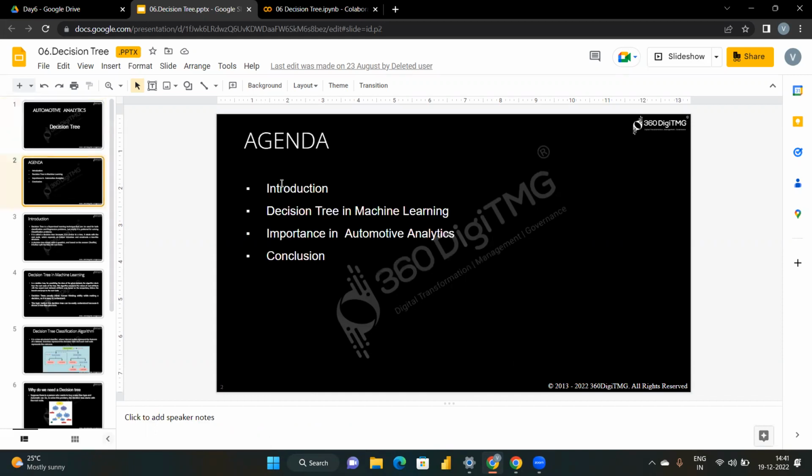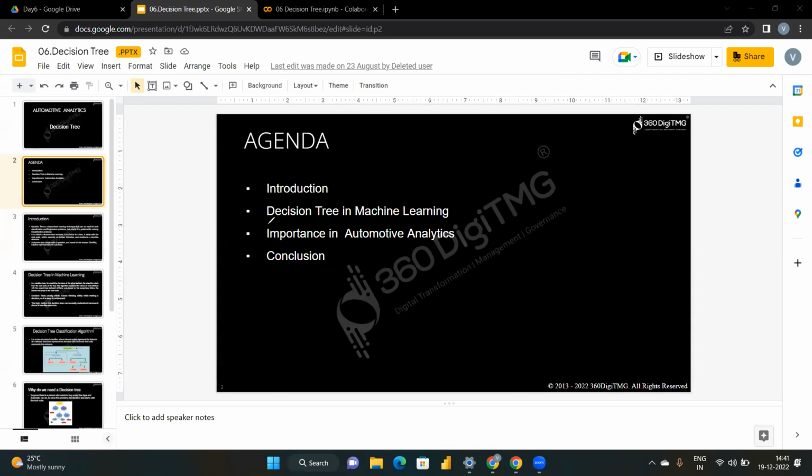Agenda. So what is our agenda format? Agenda, guys, for today, for decision tree, we'll be seeing the introduction of decision tree. What is decision tree? What is the purpose of decision tree? What is the goal of decision tree? We'll be seeing how we are going to implement this decision tree with automotive analytics, and decision tree as a machine learning algorithm. How this decision tree will be useful in machine learning and how we are going to implement it.